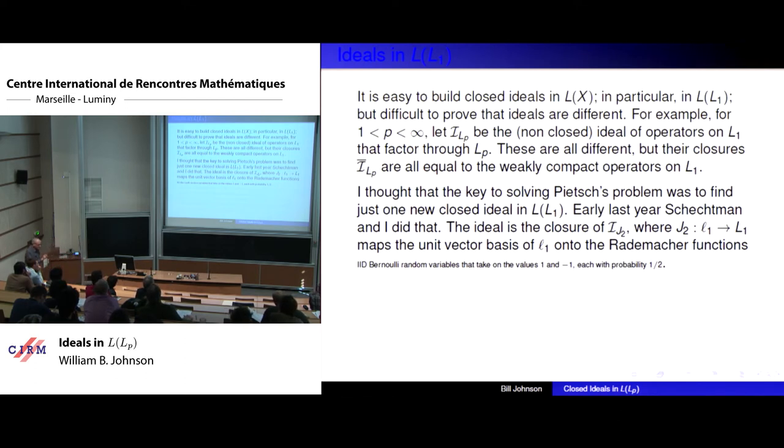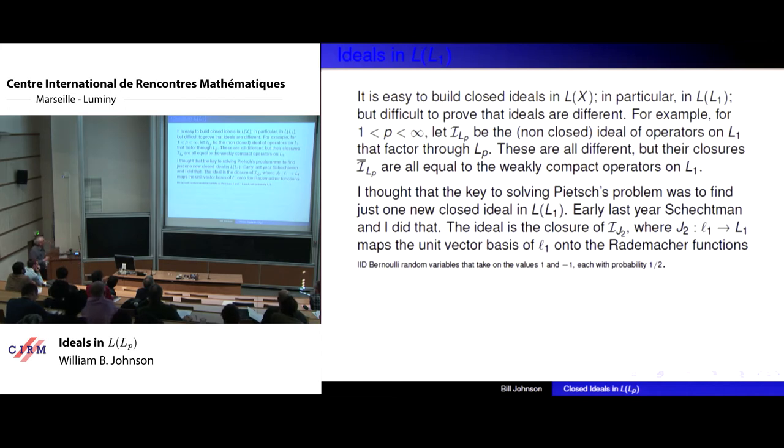So Gideon and I last January, in fact, we were able to do that, and I'll tell you what we did. We take the formal identity mapping from little l1 to L2, and then compose that with the embedding of L2 into L1 that maps the unit vector basis of L2 to the Rademacher functions. That's an isomorphism. That's the most natural, maybe, Euclidean subspace of capital L1, the span of the Rademacher functions.